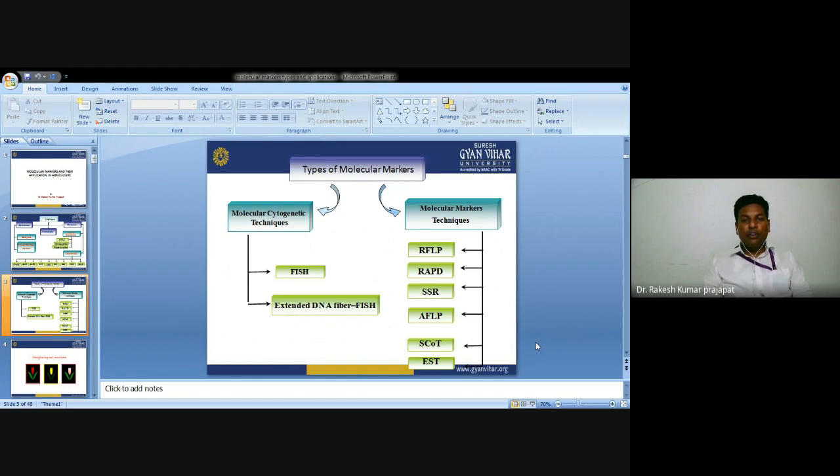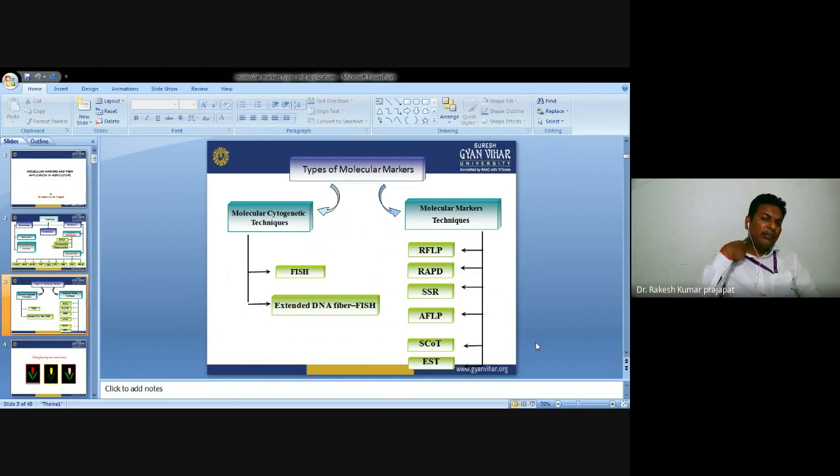Further, molecular markers have also been classified based on molecular cytogenetic techniques and molecular marker techniques. Using the cytogenetic techniques, we have FISH and extended DNA fiber FISH. FISH is fluorescent in situ hybridization. Molecular marker techniques include RFLP, RAPD, SSR, AFLP, SCoT marker, EST marker. We are using all these techniques.